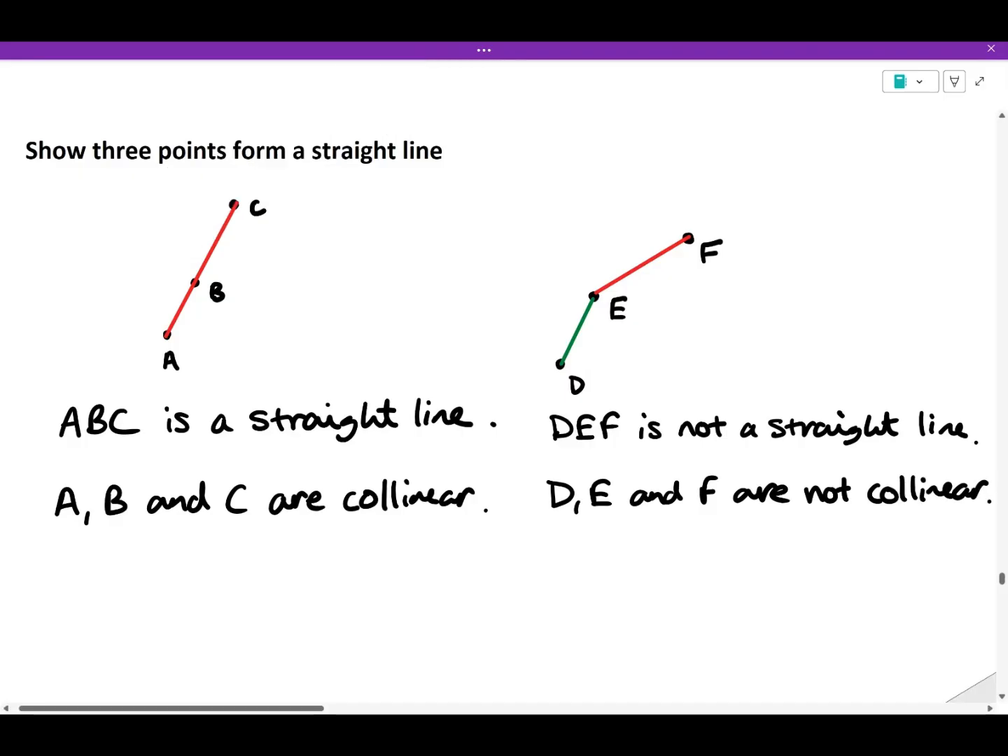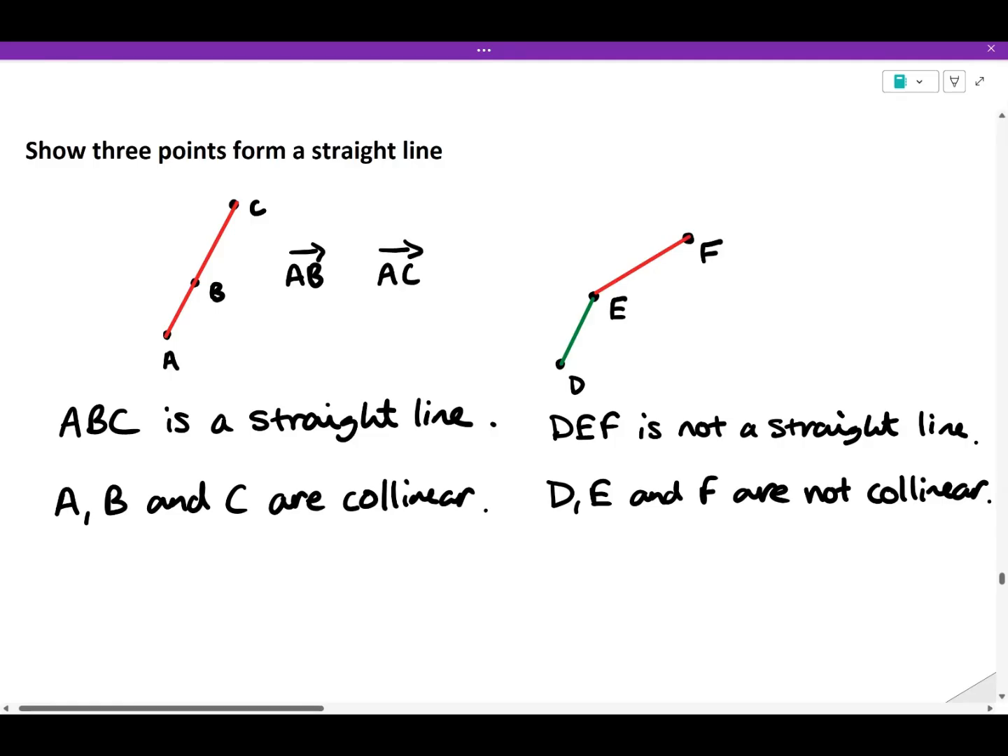But what we have to do now is think about how we're going to show that 3 points are collinear. So let's go back and look at this straight line over here, and let's start thinking about vectors. What I want you to think about is the vector A to B and the vector A to C. And what is the relationship between those 2 vectors?